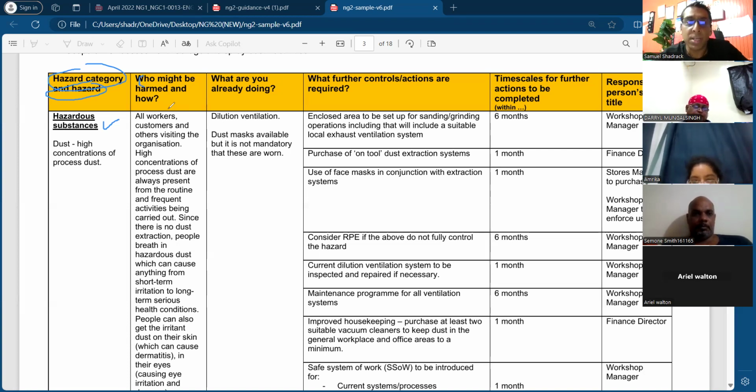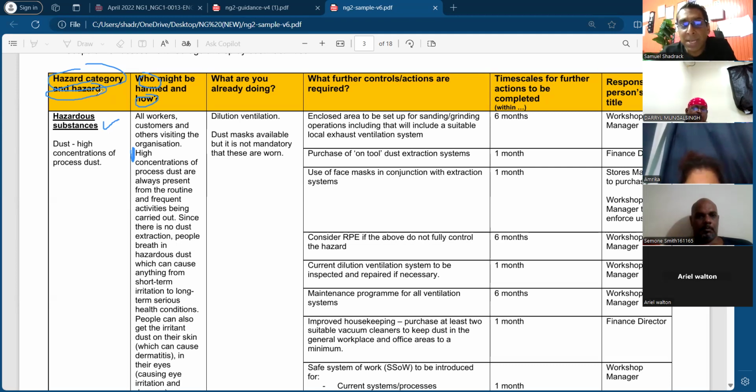Who might be harmed and how? So there are two things being asked here. The simplest thing is, but let's read it first. Who might be harmed? All workers, customers, others visiting the organization. That's the who. From here is the how, and if you notice, the how is a description. High concentration of processed dust is always present from the routine and frequent activities being carried out. Since there is no dust extraction, people breathe in hazardous dust, which can cause anything from short-term irritation to long-term serious health conditions. People can also get the irritant dust on their skin, which can cause dermatitis, and in their eyes, causing irritation, etc. The point is, the how is an explanation.